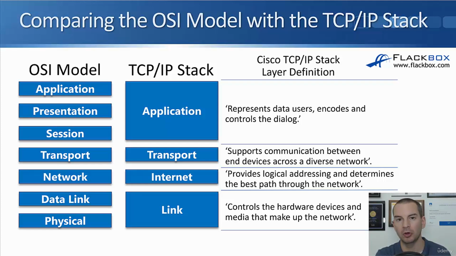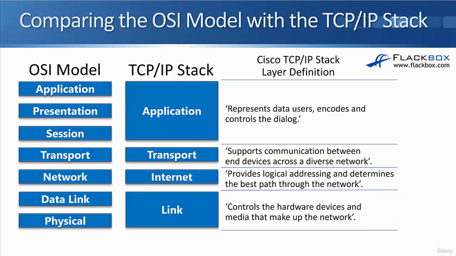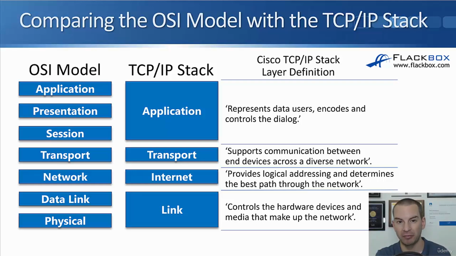Up at the top, we've got the application layer, which maps to all 3 of the application, presentation, and session layers in the OSI model. Below that, we've got the transport layer, which is a one-to-one mapping with the transport layer also in the OSI model. Underneath that, we've got the internet layer, which is equivalent to the network layer in the OSI model. And down at the bottom, we've got the link layer, which maps to the data link layer and the physical layer in the OSI model.